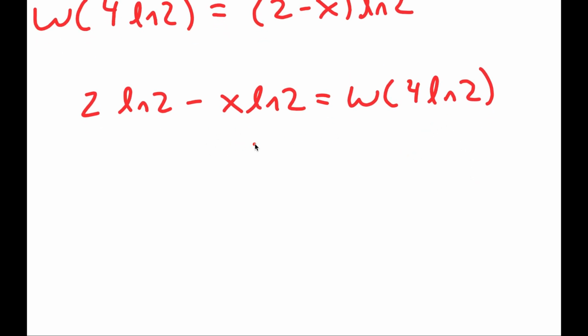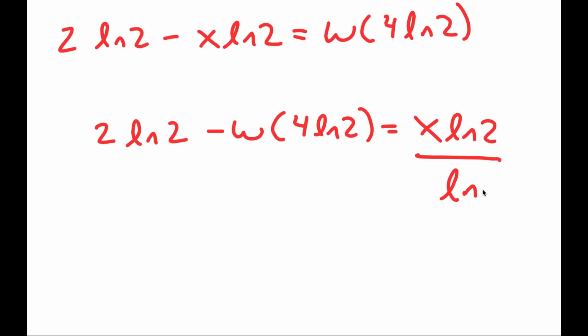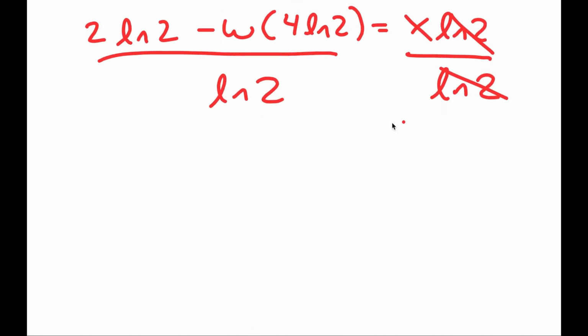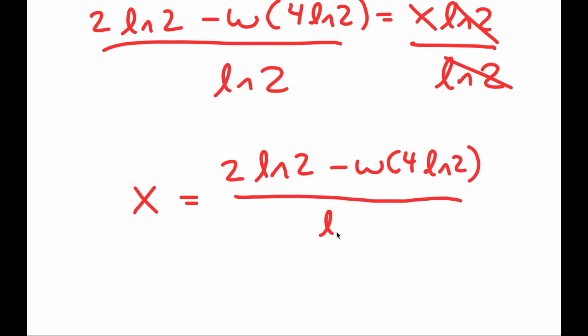Now from here, I can rewrite this as 2 times ln 2 minus the W of 4 times ln 2 is equal to x times ln 2. And finally, I'm going to divide both sides by ln 2. So these two cancel out, and I get x is equal to 2 times ln 2 minus the W of 4 times ln 2, all over ln 2.